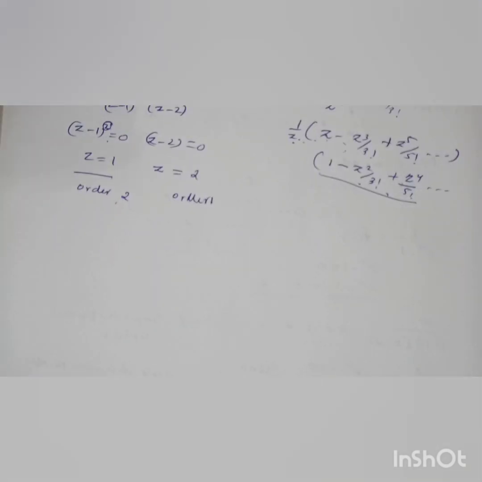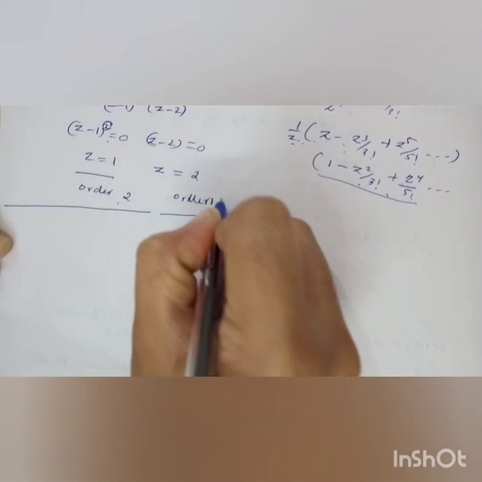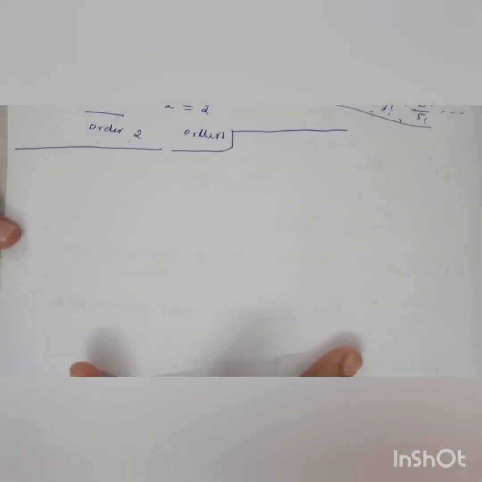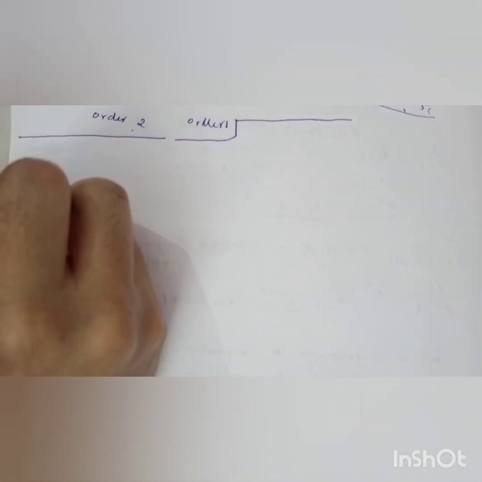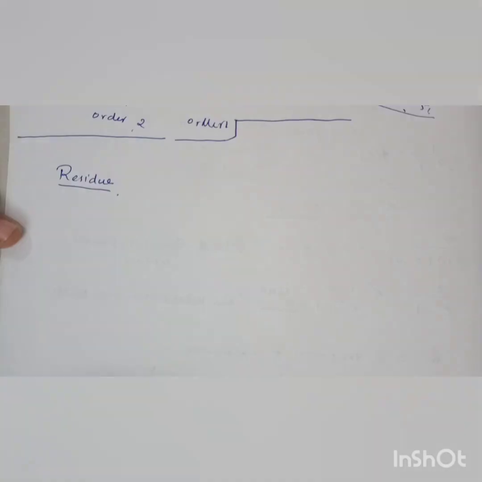You know about the singularity: what we mean by an essential singularity, a pole of order m, and a removable singularity. Next we are going to the residue. So what do you mean by residue?